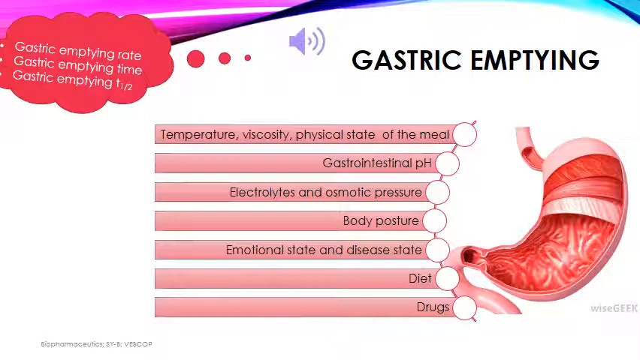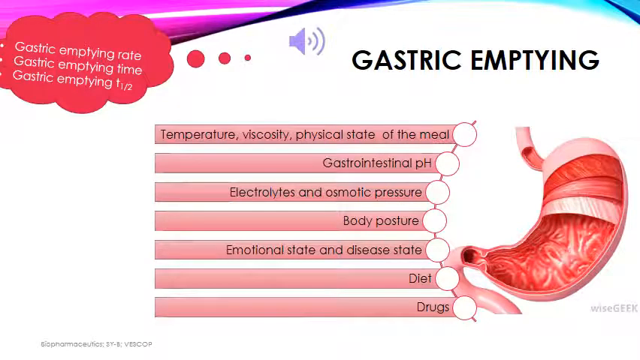Now, in what cases is there a need of fast gastric emptying? Let us say you want rapid onset of therapeutic action. In that case, the contents should pass quickly from the stomach to the intestine to get absorbed. So in case of rapid onset of therapeutic action, we want rapid gastric emptying. Then, in the case of drugs which have dissolution in the intestine, what are such drugs? The oral dosage forms which are enteric coated. In that case, gastric emptying should be rapid.